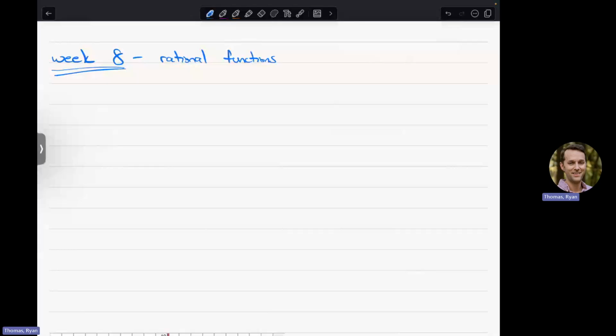Hi, everyone. This week we are talking about rational functions. This is going to extend the polynomial stuff from the last couple of weeks and show us how we can apply that to a little bit different situation.